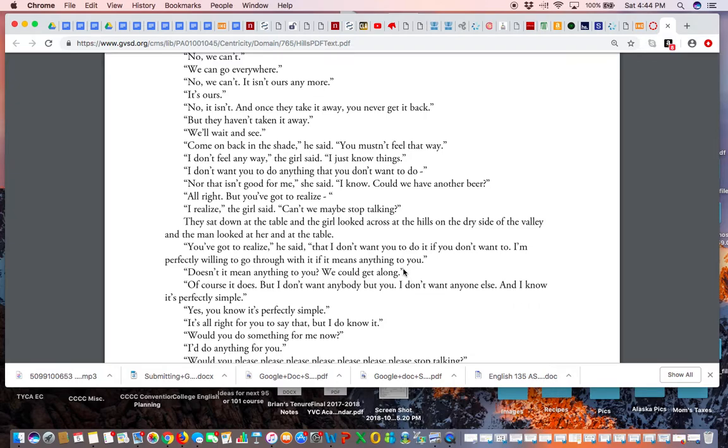So here's a sense that whatever it is, she feels like they could survive with it, maybe even do well with it. And he is just going to, he'll only do it if she wants to, and he's just willing to, but he doesn't want to.